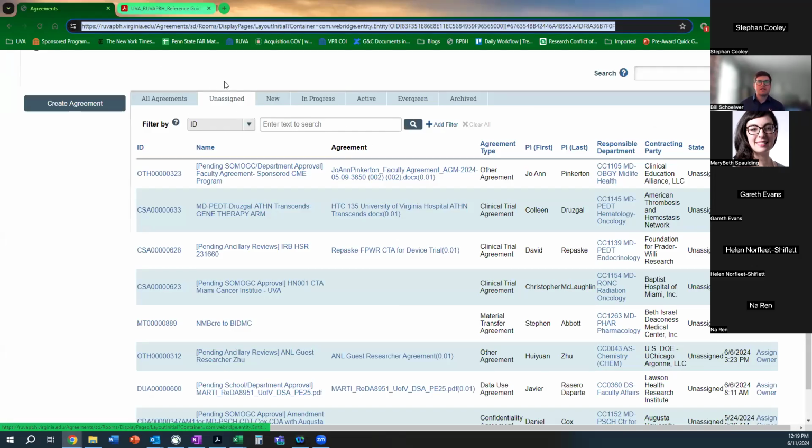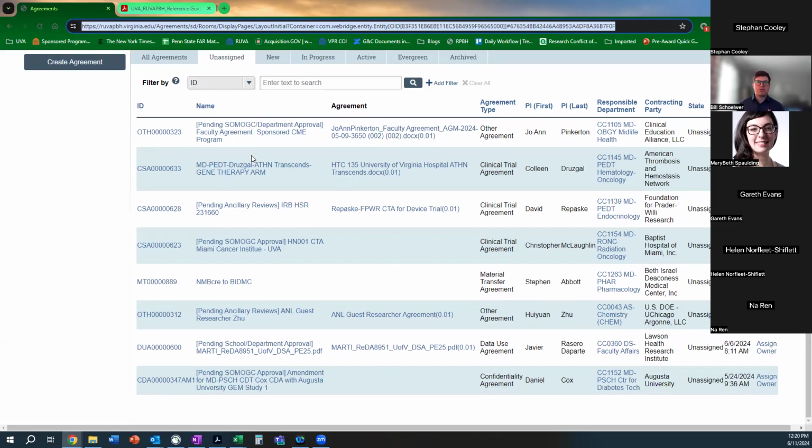So once something gets submitted to OSP, it will drop into what's known as the unassigned queue. And shout out to our specialists in OSP that manage this unassigned queue, as well as the OSP NOA queue. And their role is to take any of these unassigned agreements and make sure that they have the appropriate ancillary review approvals. Like I mentioned, it needs to have PI and school level approval before it gets assigned out.